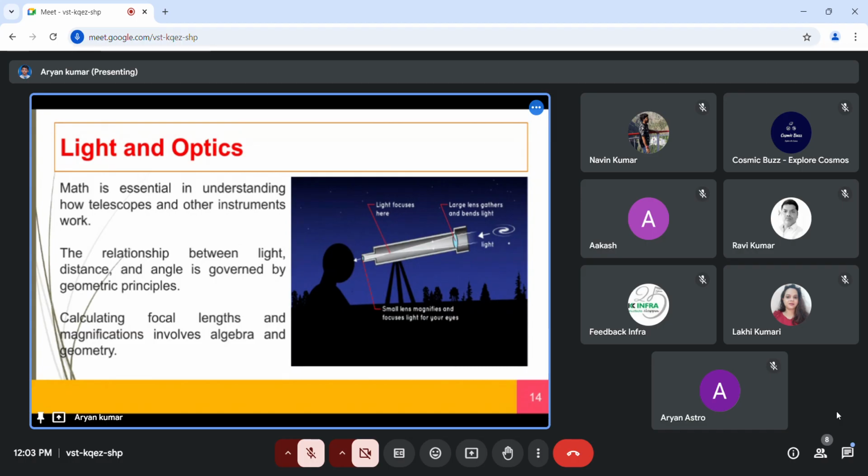Some laws of reflection: incident angle, reflected angle, the incident plane, the reflected plane. There are many laws of it also. There are many types of lenses, convex lens, etc. So if I have a telescope of about 900 or 600 mm, and I have a lens of 10 mm, I will get a magnification power of 60.